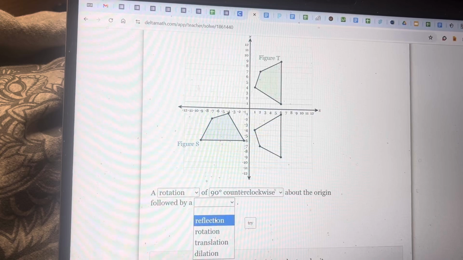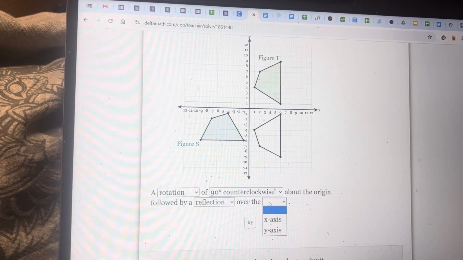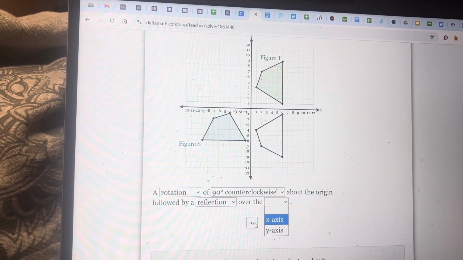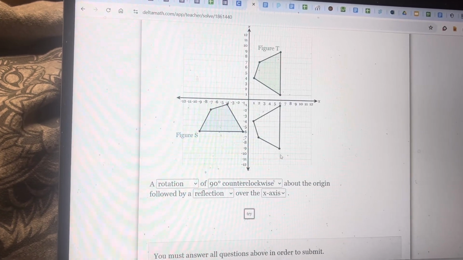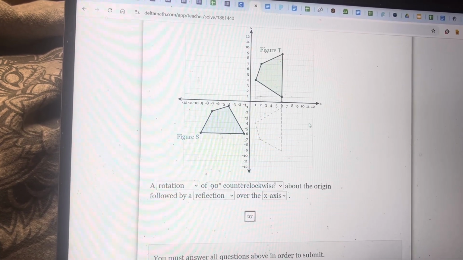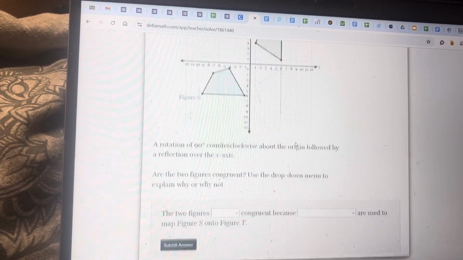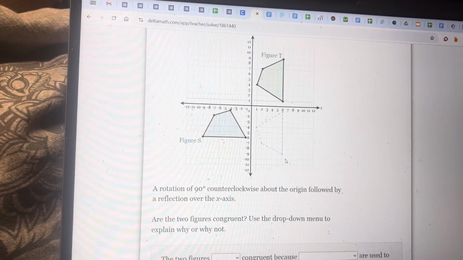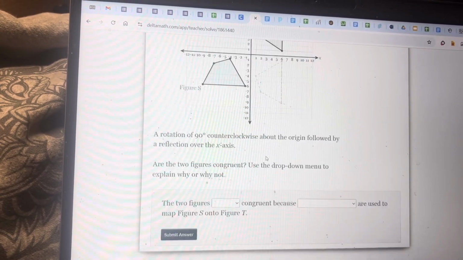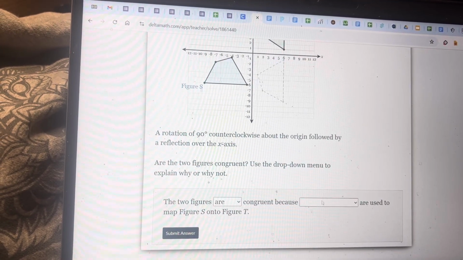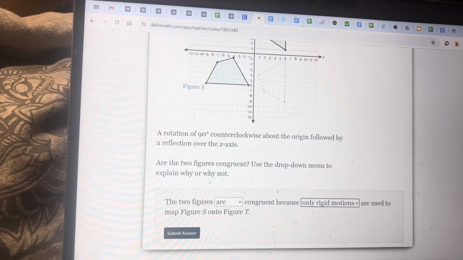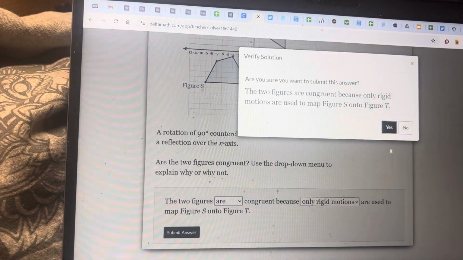And then I need a reflection over the x-axis. That reflection over the x-axis should make it to where they're going to match up. We've done this before, but now it's going to ask a question. Are they congruent? Are they not congruent? Well, it lined up perfectly. So these are congruent because it was only rigid motions, okay?